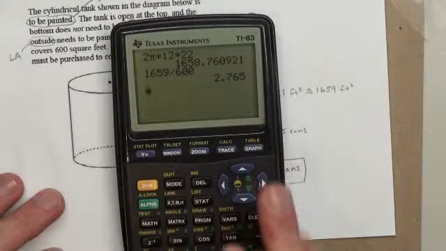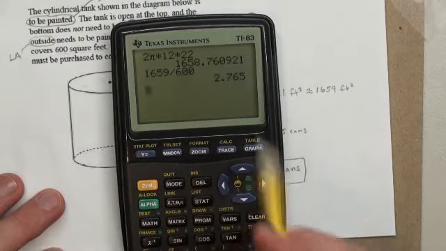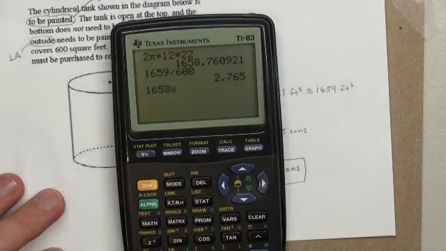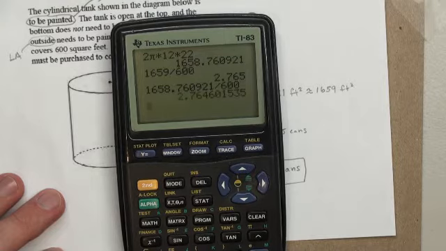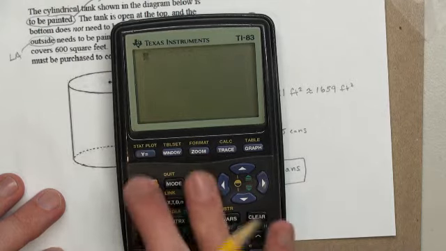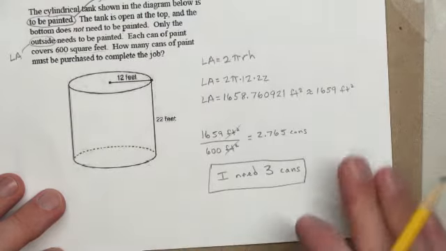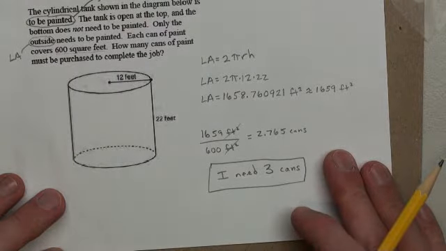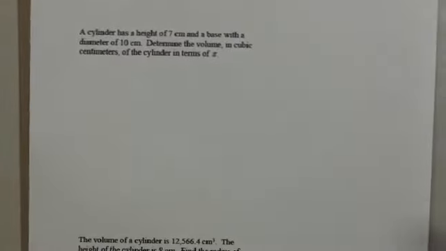Now I'm just going to check to make sure that my rounding didn't do anything. So 1658.760921 divided by 600. Okay, see how close that was? So no matter what, you needed 3 cans. So it was okay for me to round there. But you should always check to make sure you get the same answer. So that's it for that one. We're getting there. We got 4 more left.